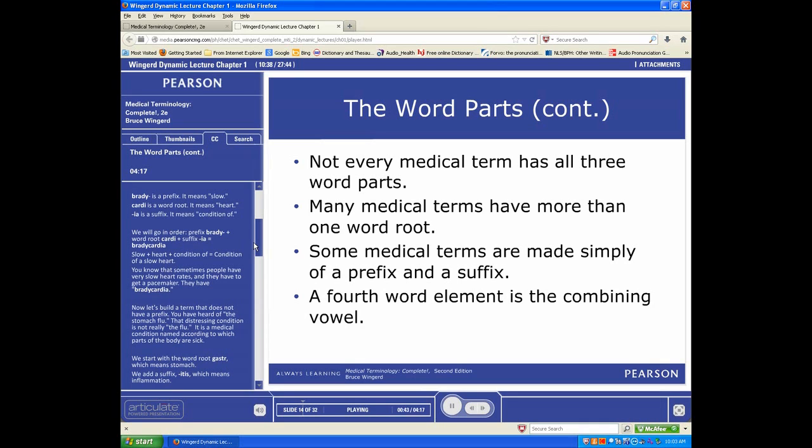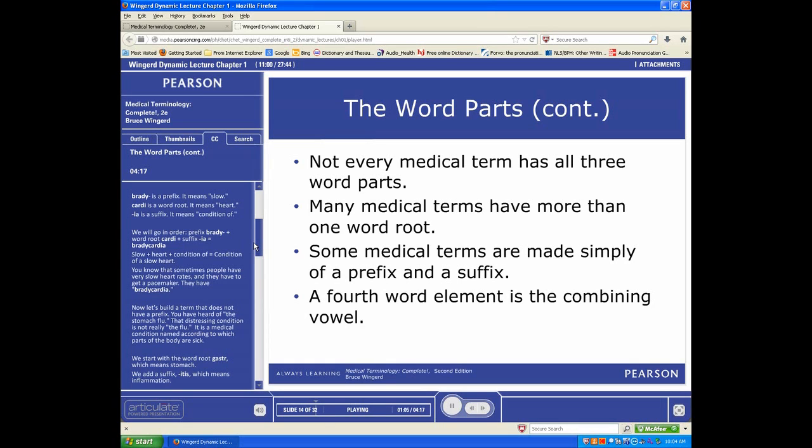You know that sometimes people have very slow heart rates and they have to get a pacemaker. They have bradycardia. Now, let's build a term that does not have a prefix. You have heard of the stomach flu. That distressing condition is not really the flu. It is a medical condition named according to which parts of the body are sick.